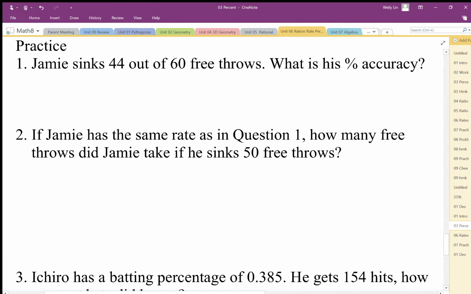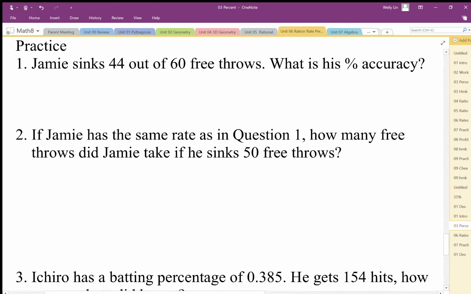Remember that if you recognize that that multiplier is a decimal percentage, then we can just convert that into our percentage of 73.3%. Just clean that up a little bit so you can see a little bit better. 0.733 is our decimal multiplier, and then we can multiply by 100, or we can just convert that decimal percentage into a percentage. So the percent accuracy for Jamie is going to be 73.3% accuracy.